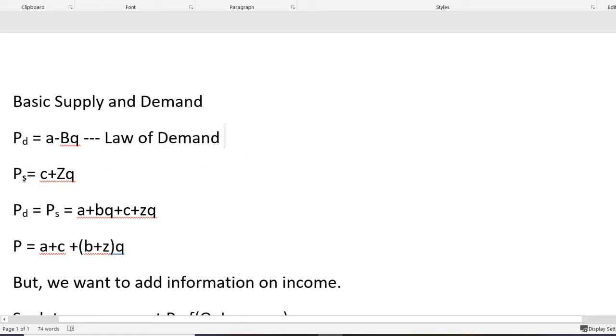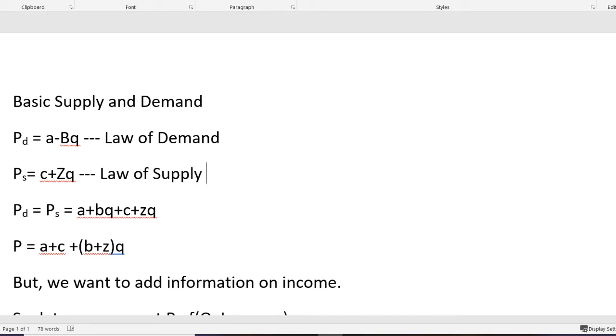The law of supply says the opposite. It says the price supplied is going to be equal to an intercept, and that's an intercept C, different than A, plus Z, which is a slope, times Q. So this is a positive slope line. This is the law of supply. What we're interested in the graphic is to find what we call equilibrium, or a resting point, which is to find the equal point of these two. So I've shown you what that is.